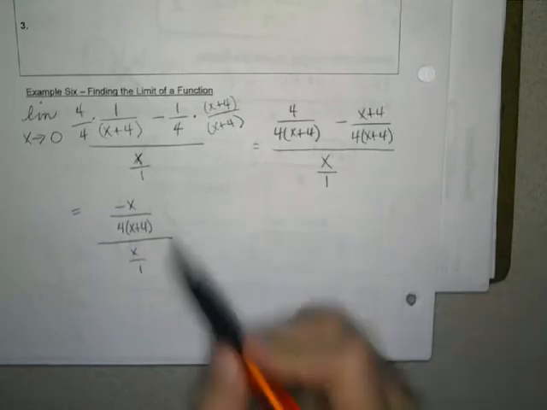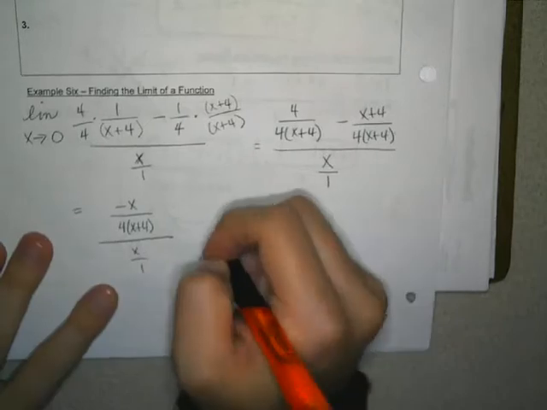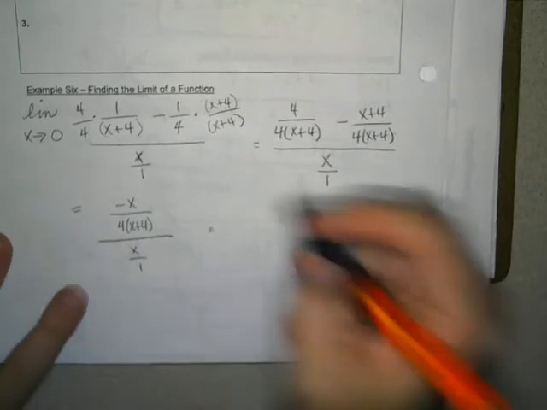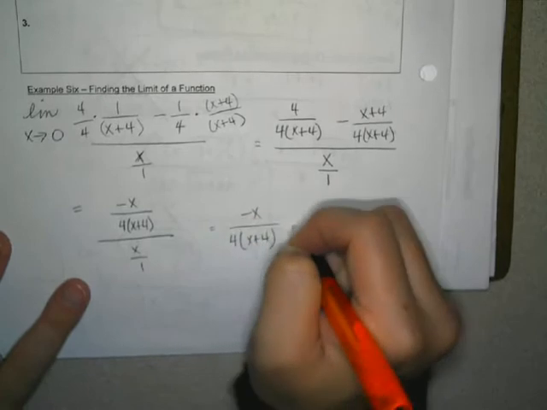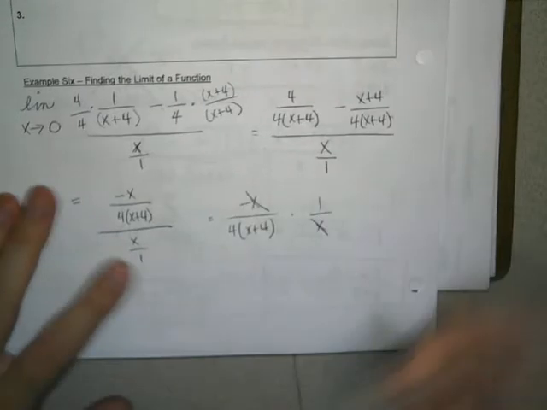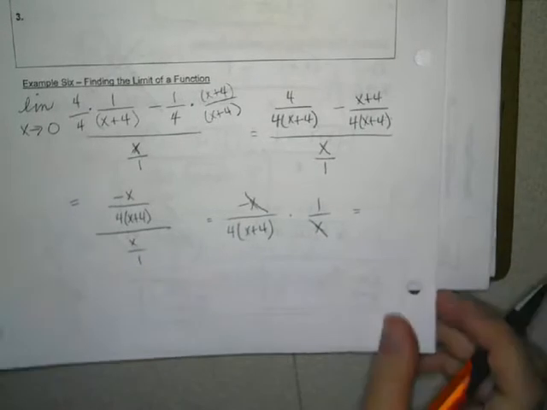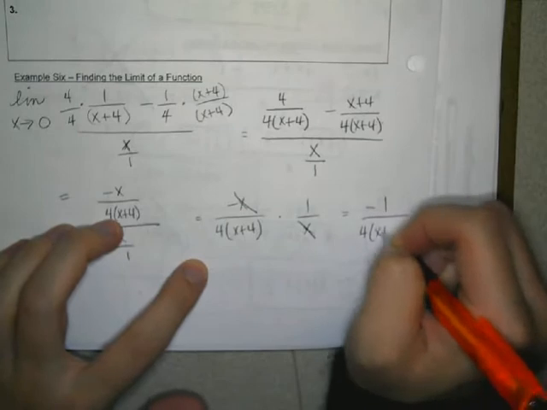Okay, so now we have our goal, which was 1 fraction divided by 1 fraction. So now I'm going to flip and multiply that fraction on the bottom. So just take that x over 1 and then flip it. So now it cross cancels the x's. Okay, and I'm left with negative 1 over 4 times x plus 4.